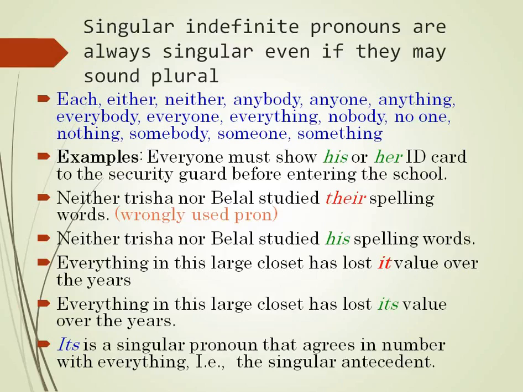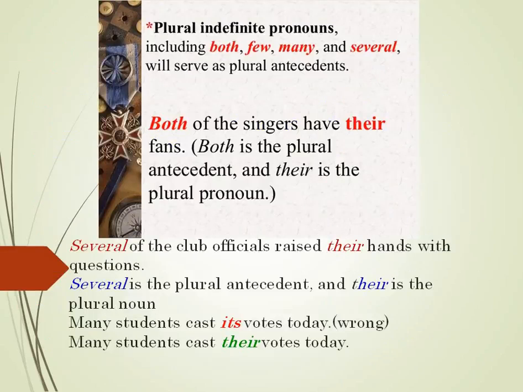So you must be very careful and cautious in using pronouns in sentences. "Its" is a singular pronoun that agrees in number with "everything", the singular antecedent. So in order to look back to the real noun, you must read the sentence thoroughly and carefully. Let's go to the next slide. Plural indefinite pronouns. There are some plural indefinite pronouns, including both, few, many, and several, which will serve as plural antecedents. Look at the example.